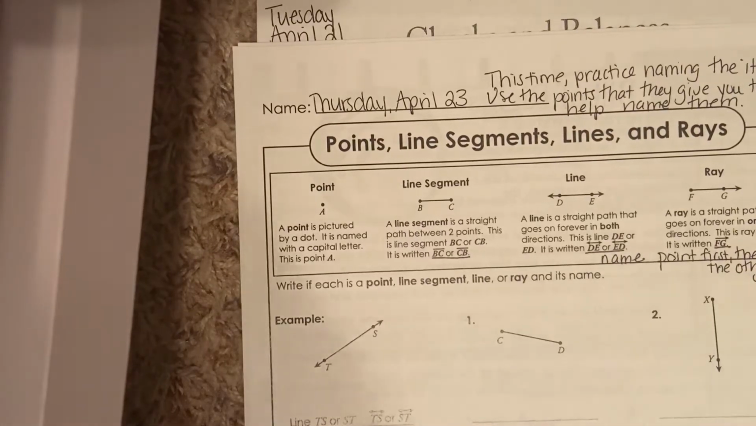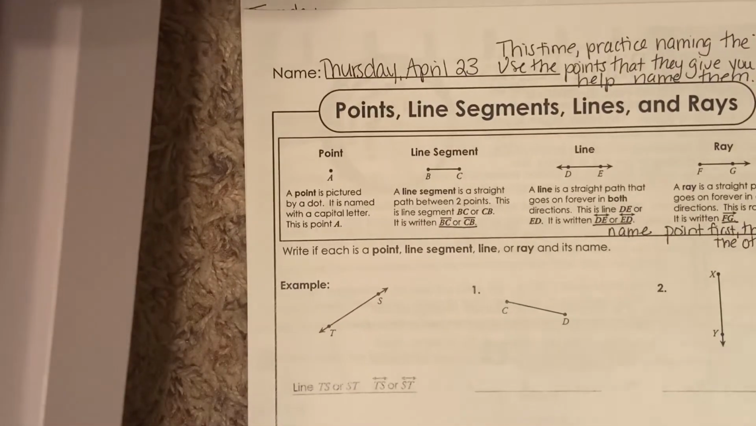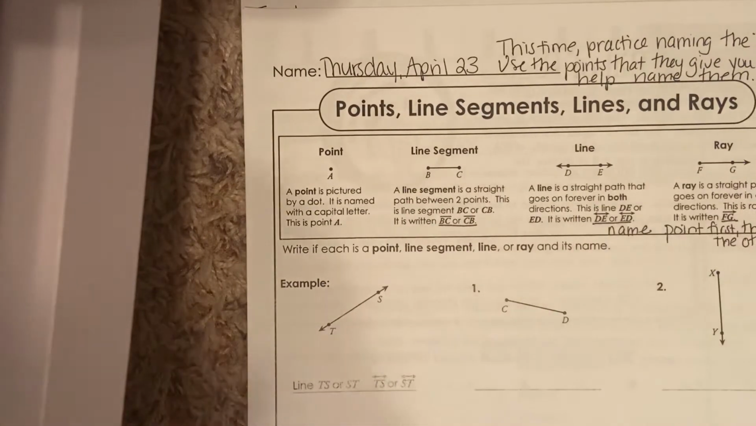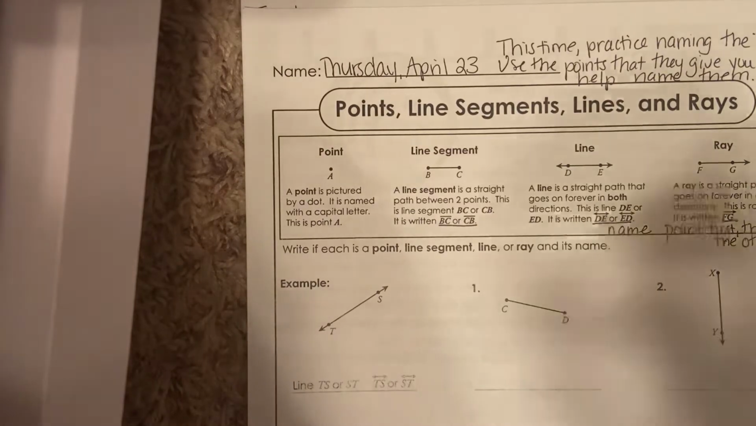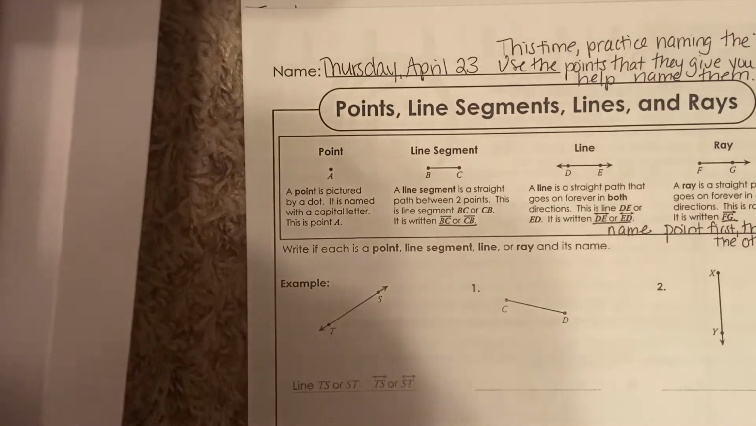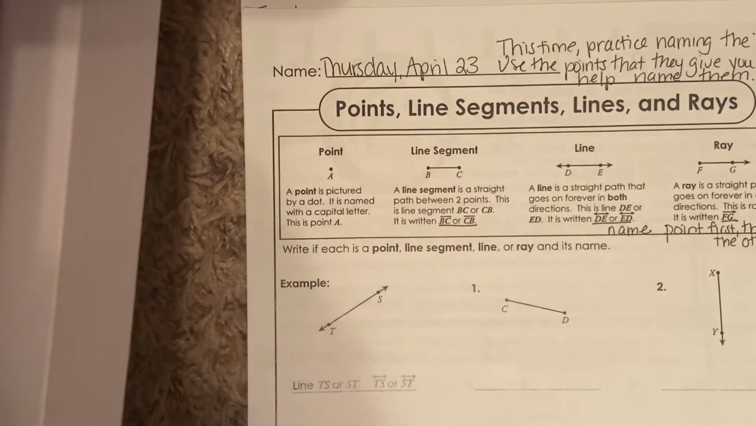All right, this is math for Thursday, April 23rd. It's about, again, points, line segments, lines, and rays. So we've talked about what each one of them looks like. So today we're going to be talking about naming them, because as you get farther along in geometry, you might have a whole bunch of these all crammed together, and you've got to decide which one is which. So being able to name them is a great way to help distinguish which line or line segment they're talking about.